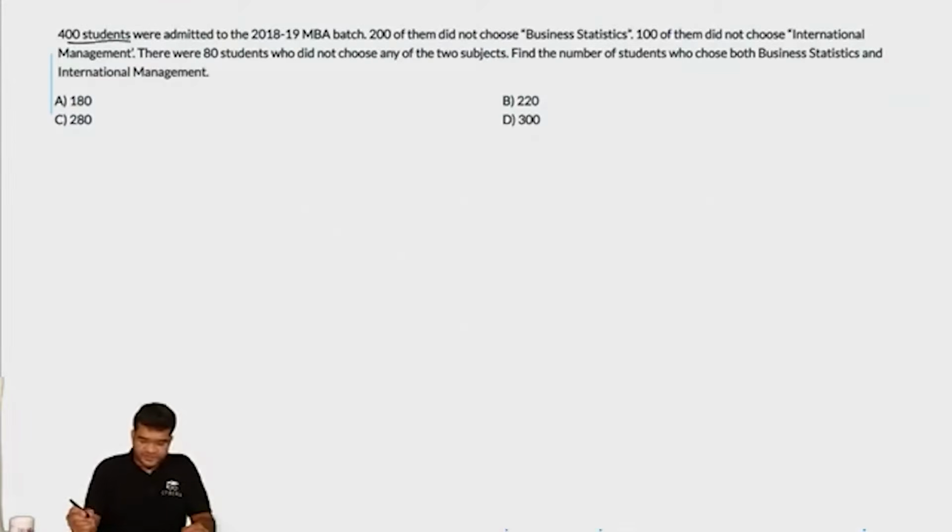We are told that 400 students were admitted to the 2018-19 MBA batch and 200 of them did not choose business statistics and 100 of them did not choose international management. There are 80 students who did not choose any of the 2 subjects and we are required to calculate the number of students who chose both of them.